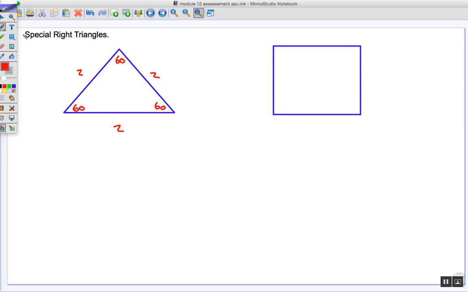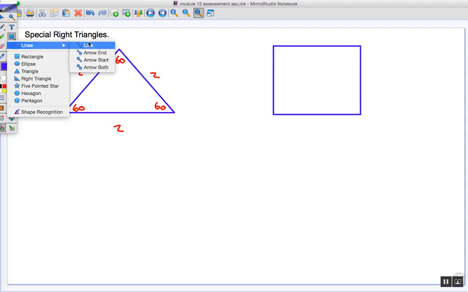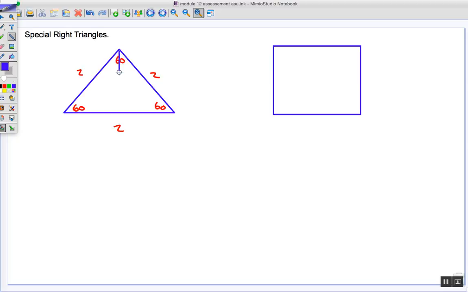So I'm going to divide this triangle. I'm going to bisect this angle here, which means I'm going to cut it in half. And since it is an equilateral triangle, we know that it's going to bisect this side.